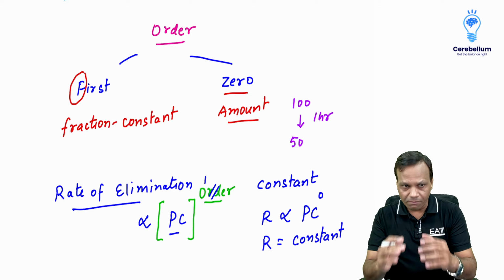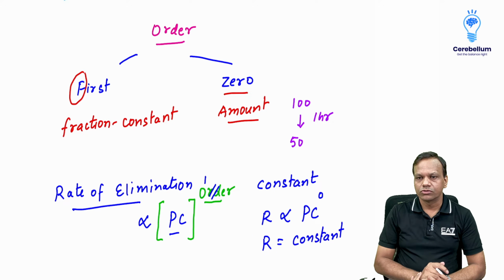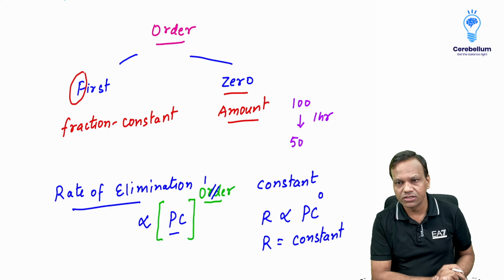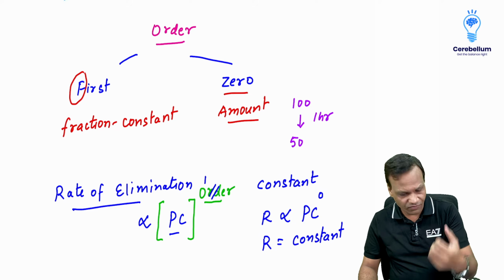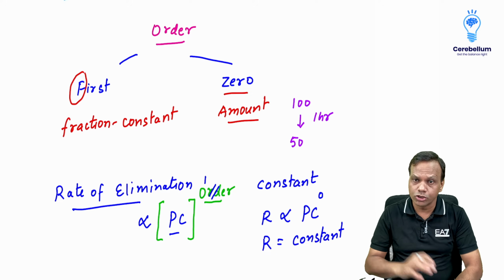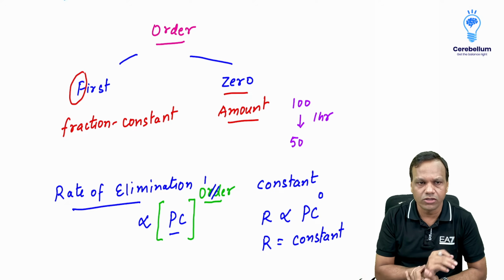Remember, there are second order, third order kinetics also. You must have studied in nuclear chemistry, when you were studying 11th, 12th. There we had second order, third order kinetics. So second and third order kinetics also exist. It is not that only first and zero exist.